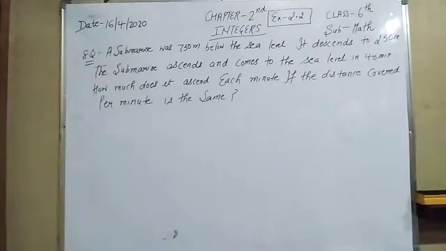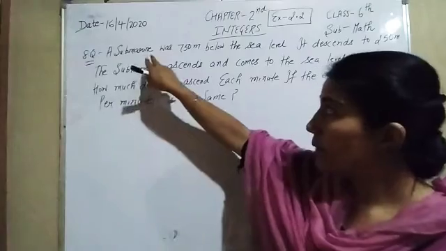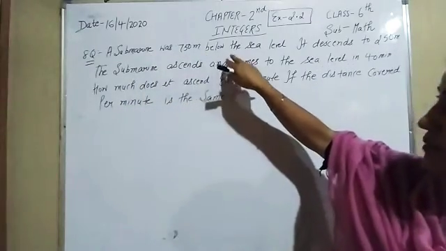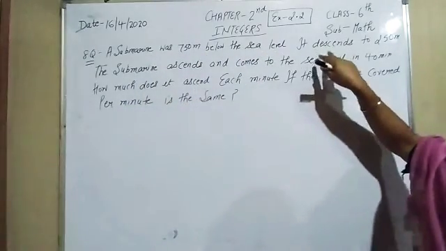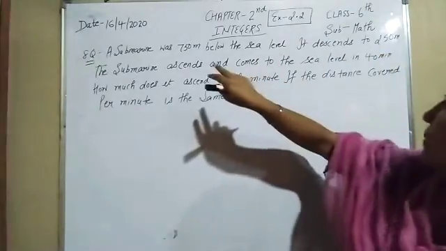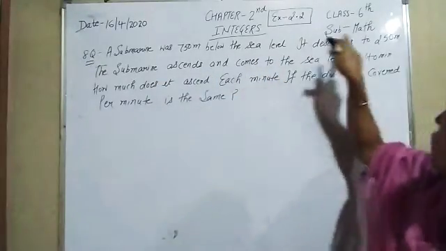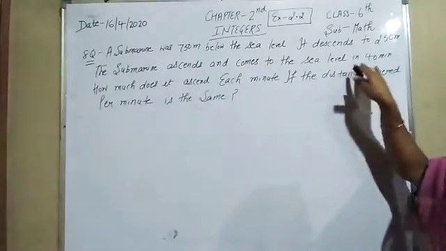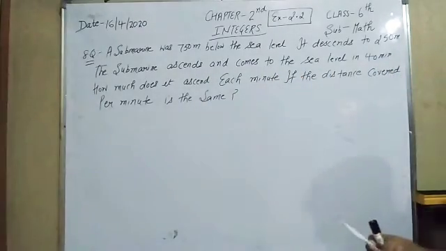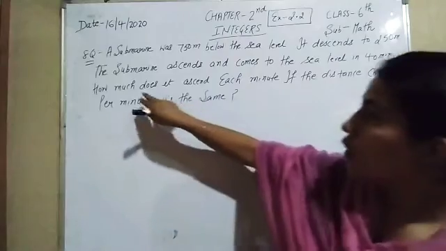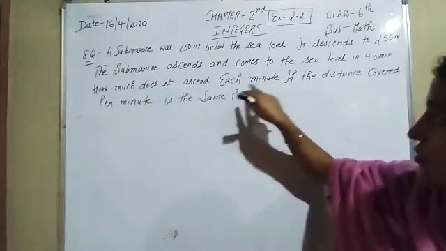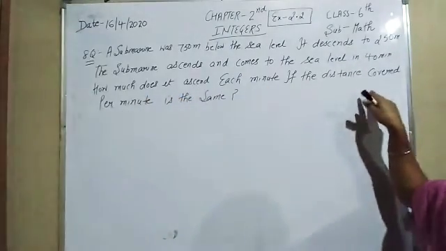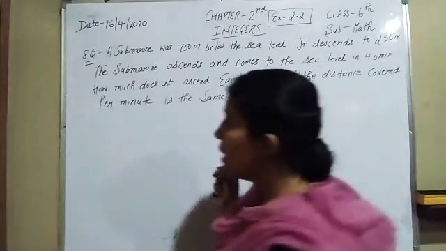Okay, now come to the last question of this worksheet. A submarine was 750 meters below the sea level. It descends to 250 meters. The submarine ascends and comes to the sea level in 40 minutes. How much does it ascend each minute if the distance covered per minute is the same?